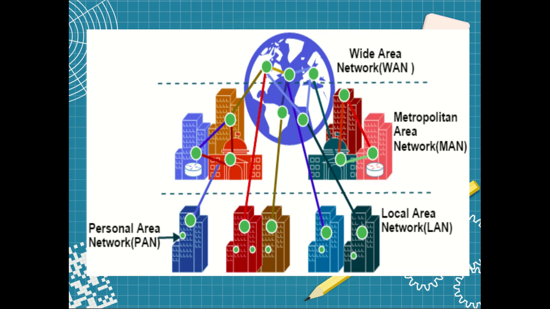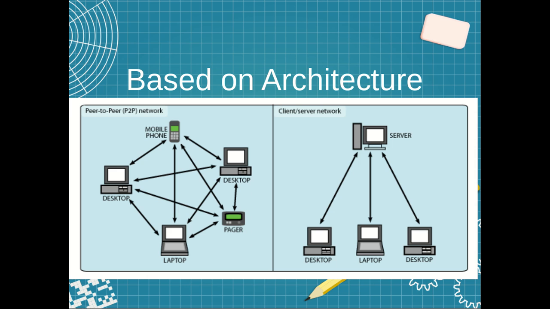Now let us see the second criteria. The second criteria of the computer network is based on the architecture. Based on the architecture, we will classify our computer networks into 2 types. The first one is peer-to-peer network, in short P2P network, and the second one is client-server network. Now let us study both of them one by one.